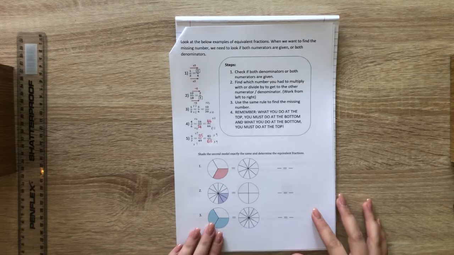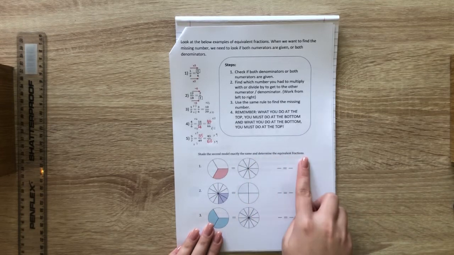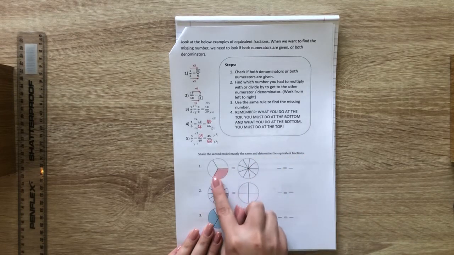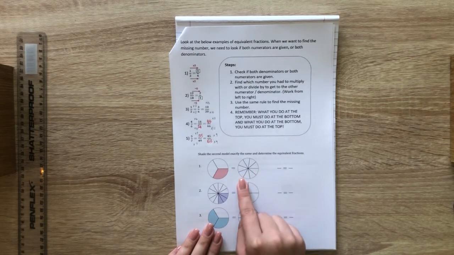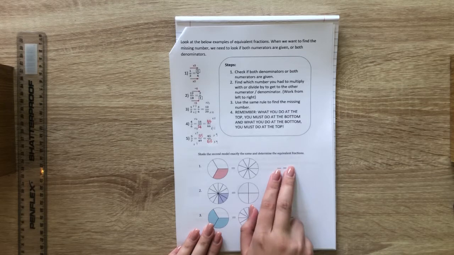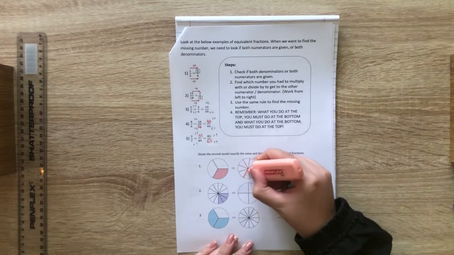Now moving on over here, it says shade the second model exactly the same and determine the equivalent fractions. So what you're going to do now is take that and shade the same amount of space, and then write the fractions for both. And this just shows you how equivalent fractions work. So I'm going to quickly do that for you. You can pause the video and resume when you're ready to see the answers.